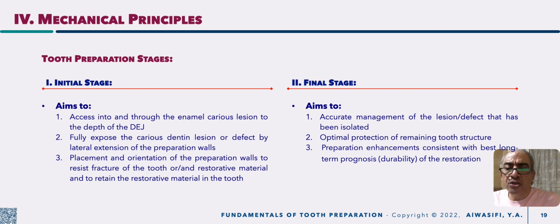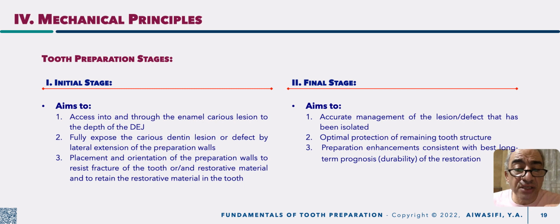That's why different textbooks and reviews may classify the steps of cavity preparation into two stages: initial stage and final stage. The initial stage aims to access the enamel to reach the depth of the lesion at the dentino-enamel junction, fully expose the carious lesion or defect by lateral extension, and place and orient the preparation walls to resist fracture. That's what's called primary resistance and primary retention.